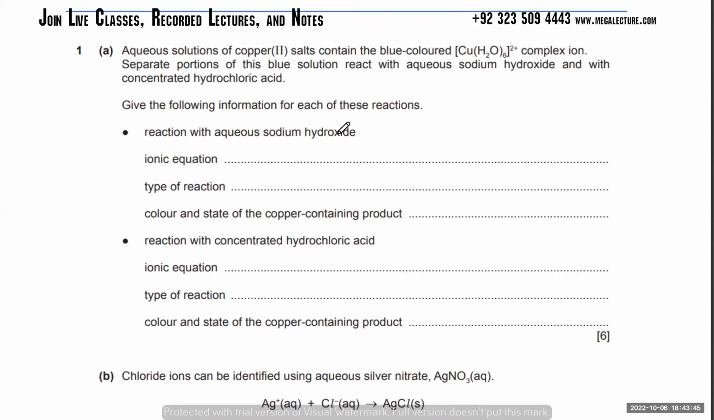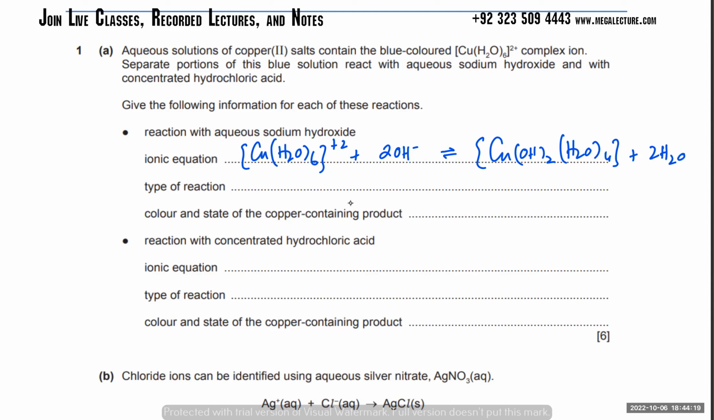Copper with 6 water molecules, you're adding NaOH to it. Okay, so ionic equation, type of reaction, color of the product. So what happens? You've got copper with 6 water molecules plus 2 OH ions. What will happen is that two of the water molecules are going to get replaced by OH, and the whole thing will become neutral. It will form a pale blue precipitate, and two of the water molecules are going to get knocked out.